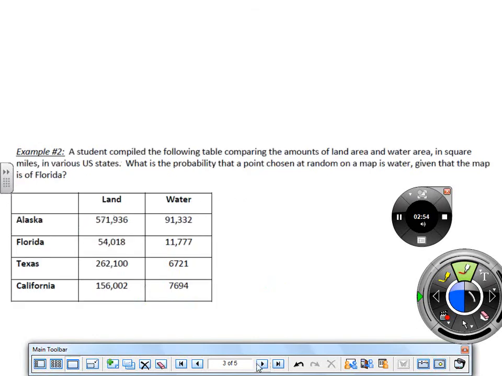All right, so another example. So this is amount of land area and water area in square miles in certain states in the U.S. So it says, what is the probability if a point is chosen at random that it's water given that it's in Florida? So they're asking, what's the probability that you're in one of these water areas given that you're already in Florida? So according to the formula and what we understand about conditional probability, this means a success to us is the number that's in water and Florida.